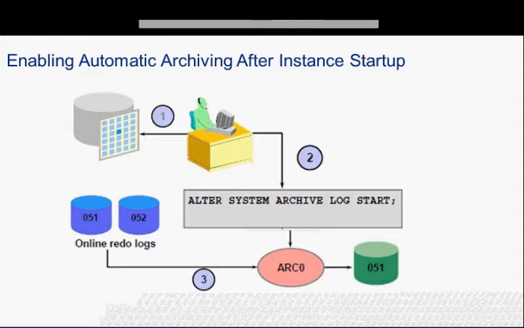We can optionally specify the archiving destination with the two options on the alter system archive log start command. If the archiver processes are not initiated through the initialization parameter file, then we must restart the archiver processes each time we restart the instance.